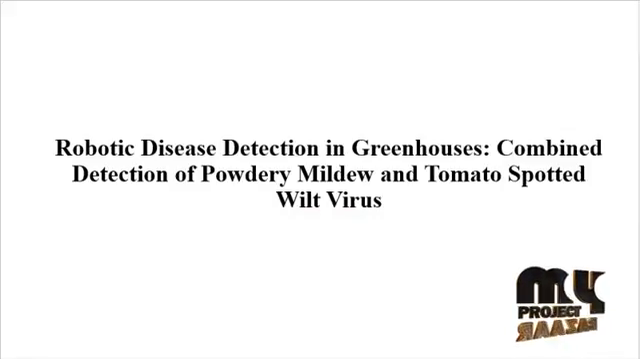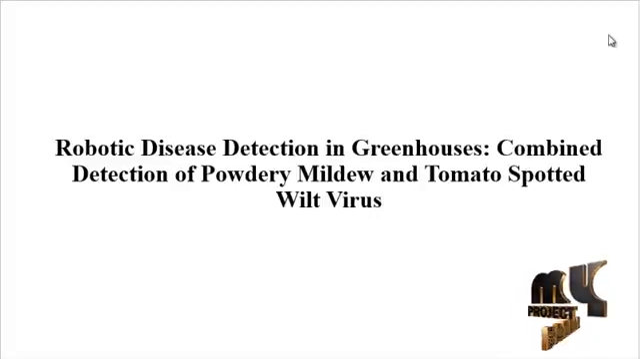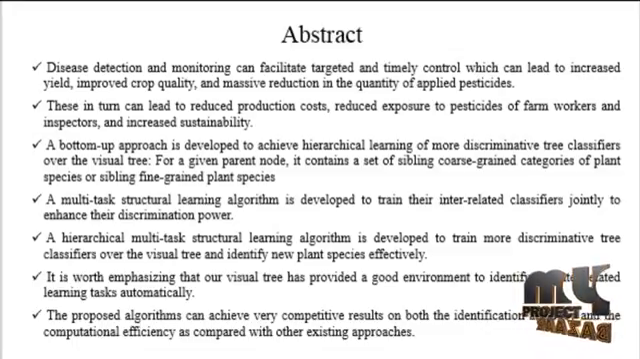Let us discuss the product on robotic disease detection in greenhouse, combined detection of powdery mildew and tomato spotted wilt virus. Let us discuss the abstractive hierarchical classifier. It is a classifier that maps the input data into defined summative output categories. The classification occurs first on a low level with highly specific pieces of input data. Classifications of the individual pieces of data are then combined systematically and classified on a higher level iteratively until one output is produced.